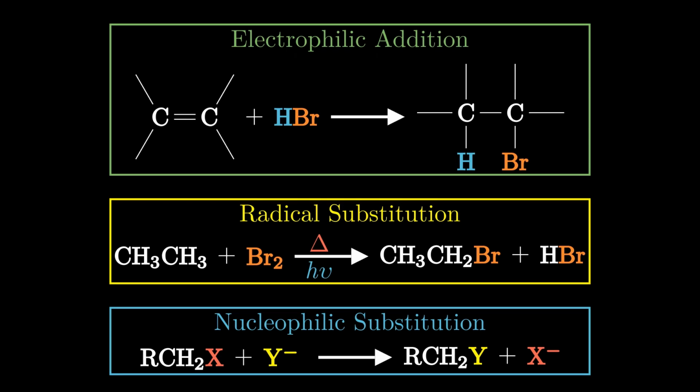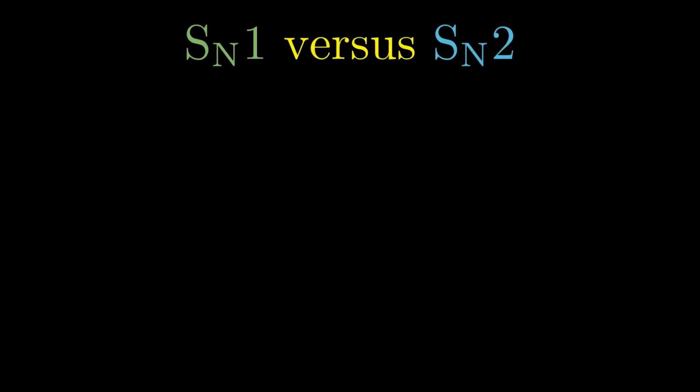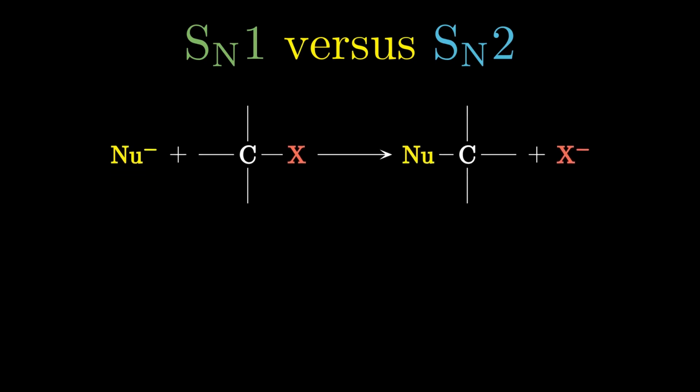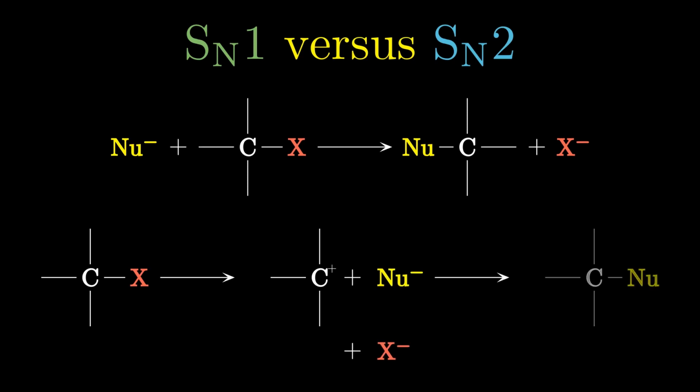There are two mechanisms for these reactions known as SN1 and SN2. In one of them, the nucleophile approaches the molecule and replaces the halogen in one step. In the other, the bond between the carbon and halogen breaks spontaneously, forming a carbocation. Then the nucleophile reacts with the carbocation to form the product.